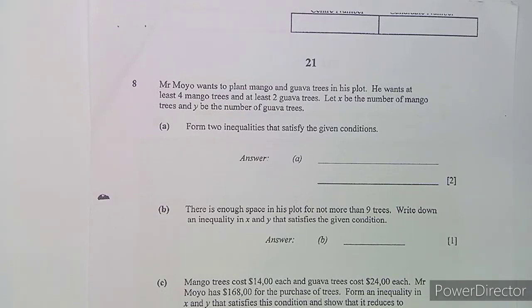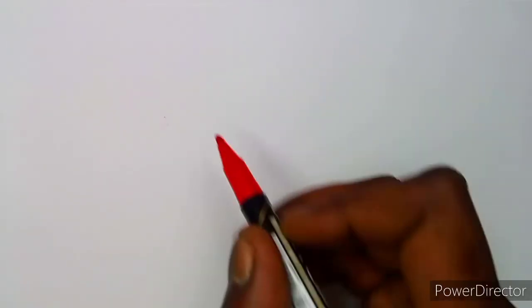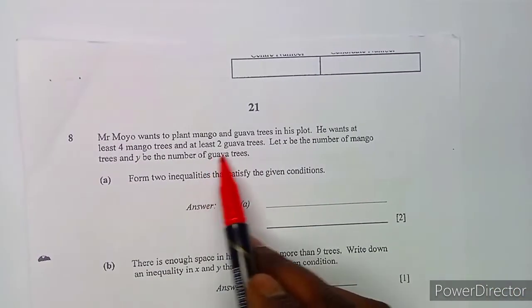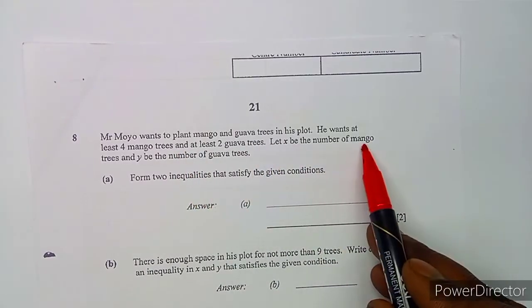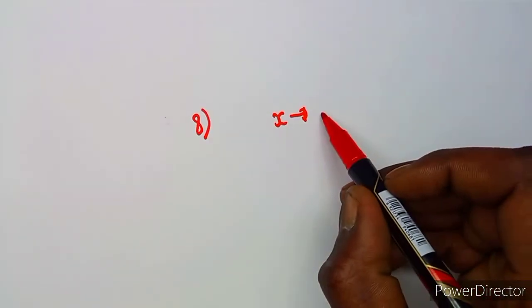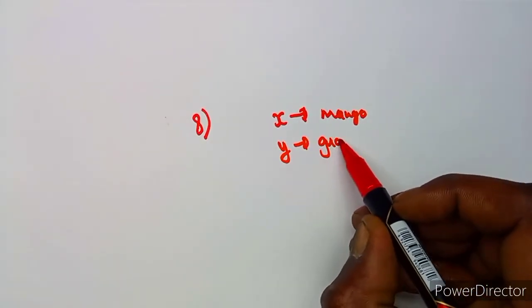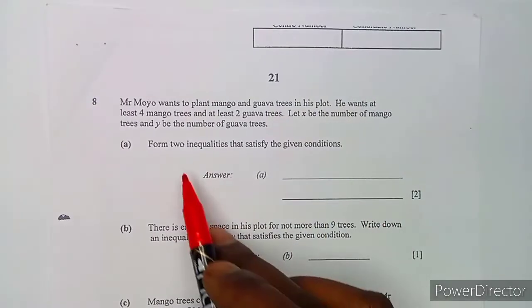Anyways, we are given that there is Mr. Moyo here who wants to plant mango trees and guava trees in his plot. He wants at least 4 mango trees and at least 2 guava trees. Let X be the number of mango trees and Y be the number of guava trees. So let's put it this way. This is number 8. X is representing the number of mango trees, so that's your X. Then our Y is representing the guava trees. That is what you're given here.